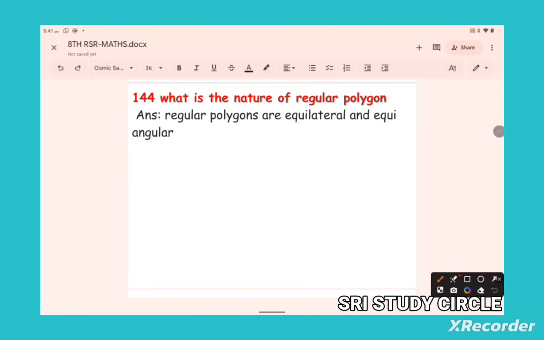What is the nature of a regular polygon? Regular polygons are equilateral, equiangular closed figures. What is the main nature of the regular polygon? A regular polygon is an equilateral and equiangular closed figure.